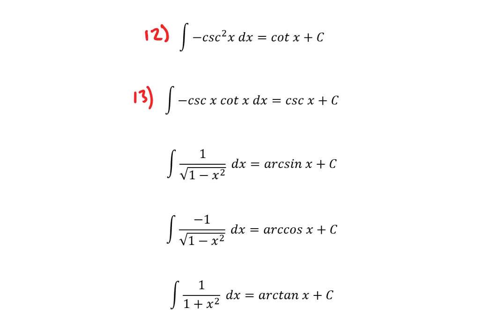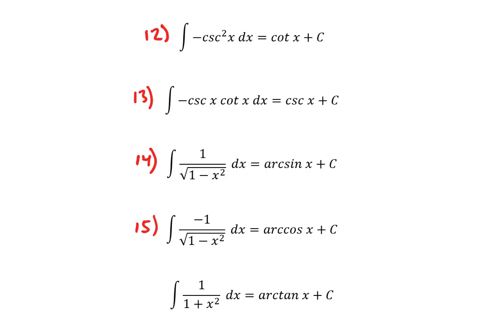Now we finish up these last 3 where what we're finding is the integral of the derivative of an inverse trig function. We saw that the derivative of arcsine x was 1 over the square root of 1 minus x squared. That means that the integral of 1 over the square root of 1 minus x squared is arcsine x plus c.